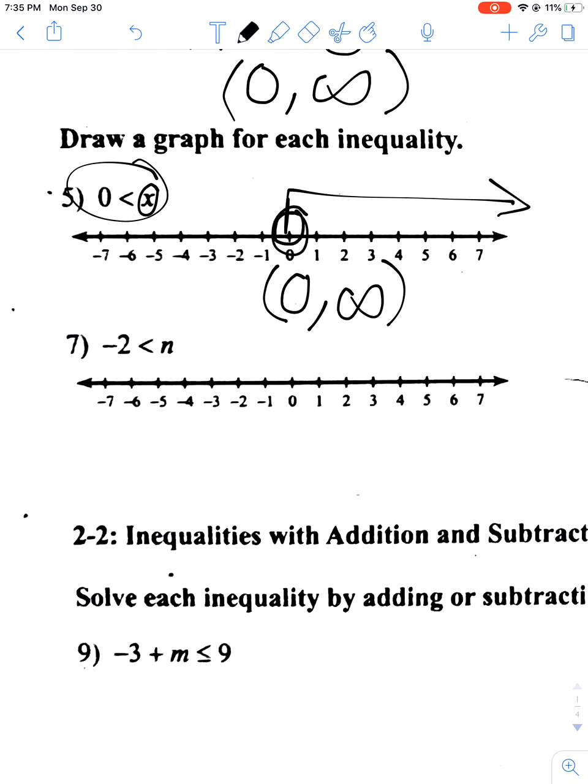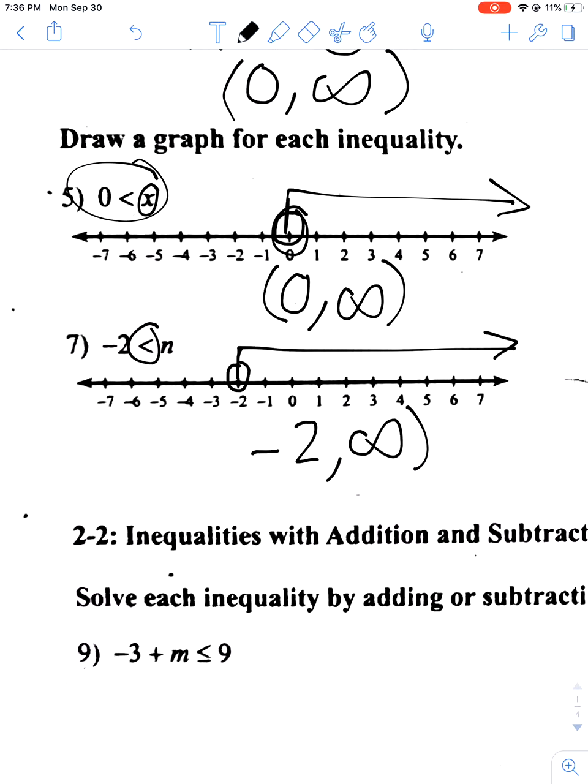Let's see. Negative 2 is smaller than n. So my key number here is negative 2. It's going to be open because there's no line underneath here. Negative 2 is smaller than n. So I want all the numbers that are bigger than negative 2. Interval notation is, when does it start working? When does it stop working? Always a parenthesis. Open means parenthesis.